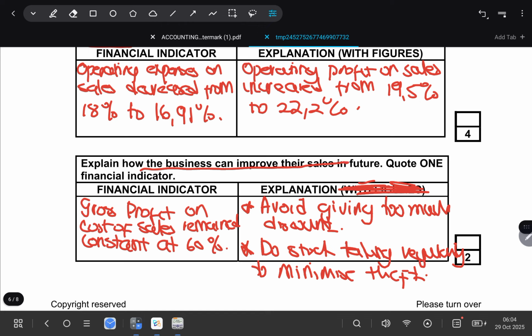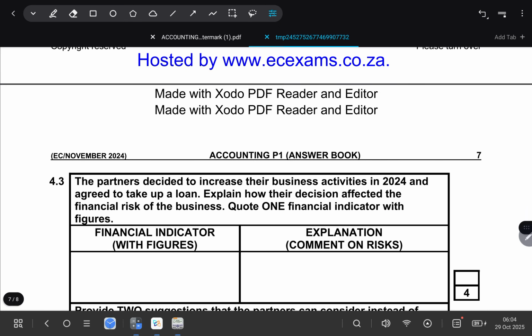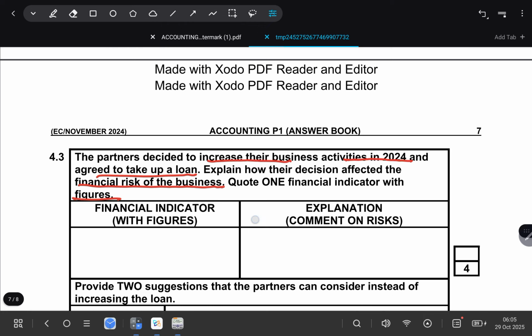And then next, they're saying the partners decided to increase their business activities in 2024 and agreed to take up a loan. Explain how the decision affected the financial risk of the company. Quote one financial indicator with figures.